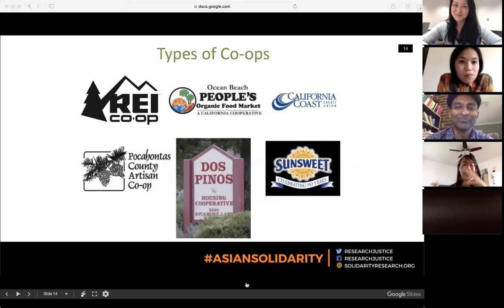Then there are artisan co-ops, again, different statutes than other types. That's when artists come together to sell their goods. Housing co-ops, I've mentioned, and then Sunsweet is an agricultural co-op. So for each of these different types, again, they have different statutes, and those statutes vary from state to state. So if you are interested in starting a co-op, just be sure that if you're looking for models, they're within your state, or if you're looking at other ones, just ensuring that they can cross over. And this is also where attorneys, perhaps like Parag, could help you.